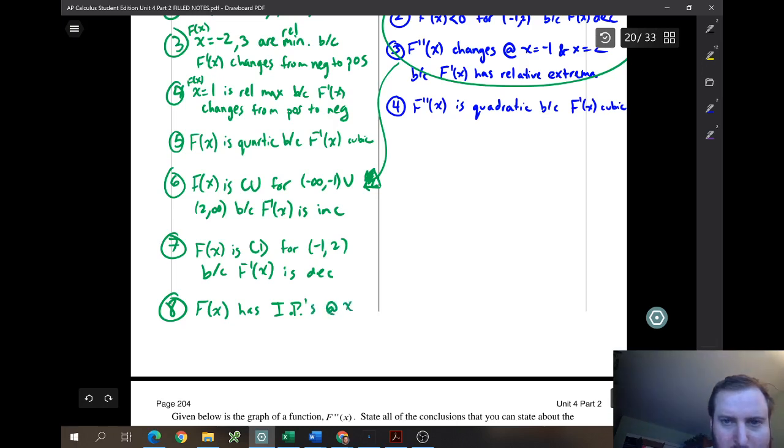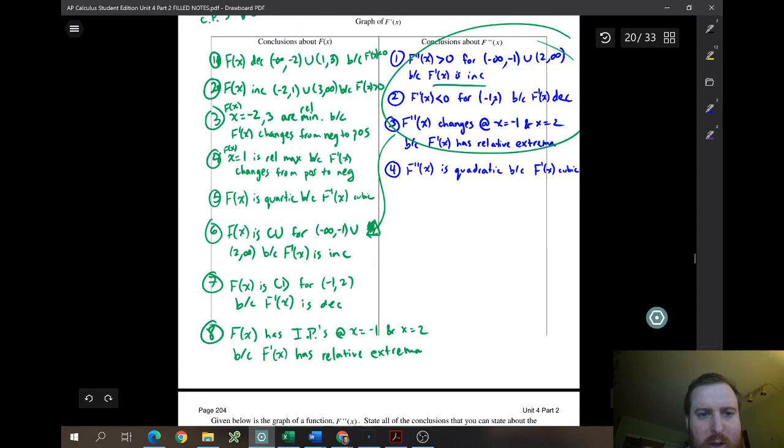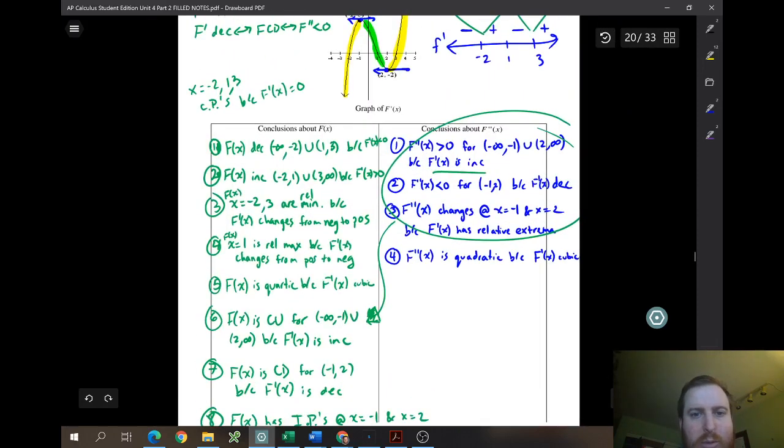At x equals negative 1 and x equals 2. Because, same reasoning, f prime of x has relative extrema. Now, if you wanted to say f prime of x changes between increasing and decreasing, that would work as well. So that would be all the conclusions that we can draw from an f prime graph.